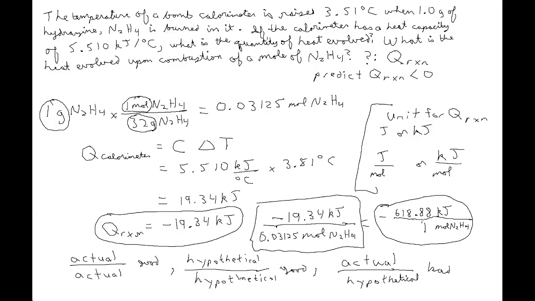Then when you do that division, you get this new number, 618.88, which could also be interpreted as 618.88 over 1. So now, is this number, 618, actual or hypothetical? That's hypothetical. How do you know? Because we know we didn't produce 619 kilojoules in this reaction. We actually produced 19 kilojoules. This is the hypothetical heat that you would produce if you hypothetically combusted 1 mole. This is the actual heat we produced when we actually combusted 0.03 moles.